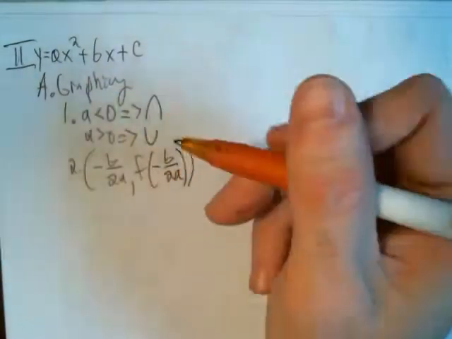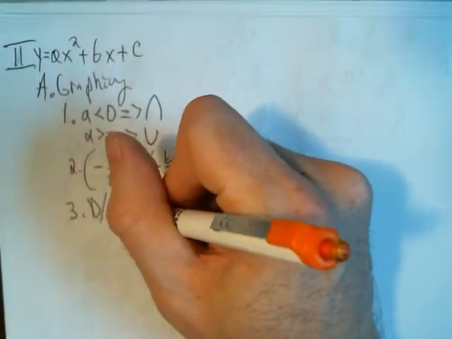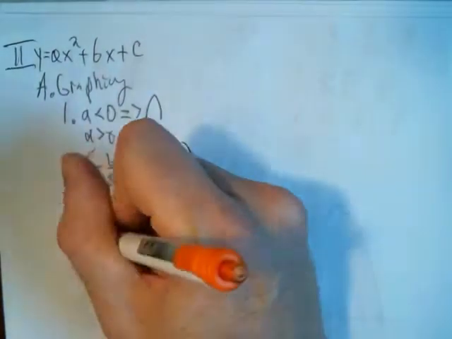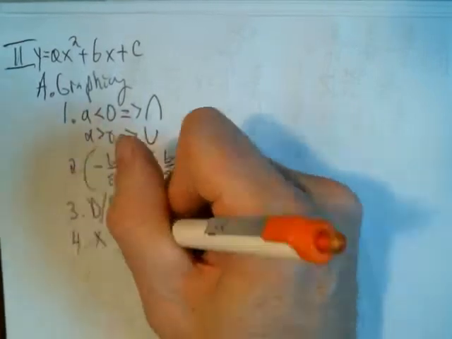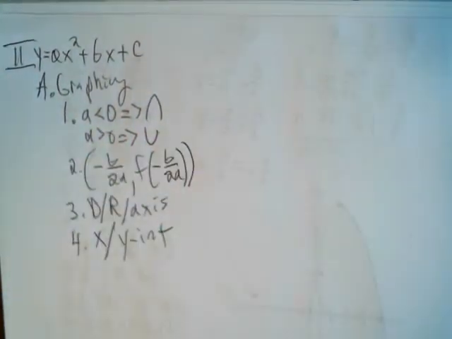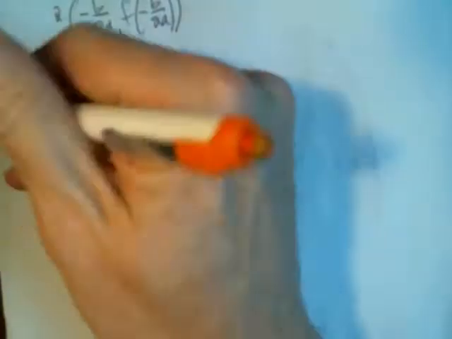Once you get that, then of course we need the domain, the range, and the axis of symmetry. I just put all those together. And then fourthly, get your x and y intercepts. And you should be good to go. Okay, so let's try it. Look at number 28.